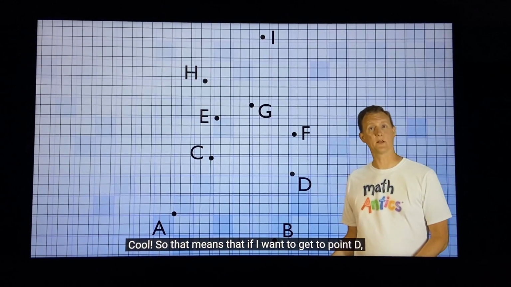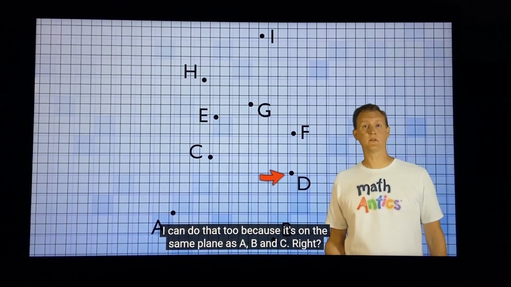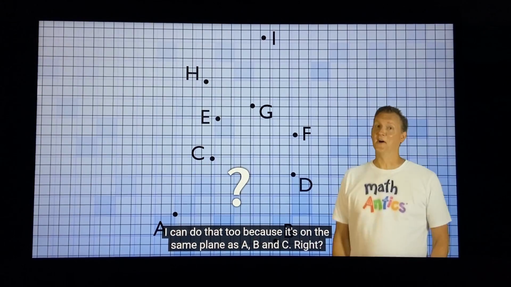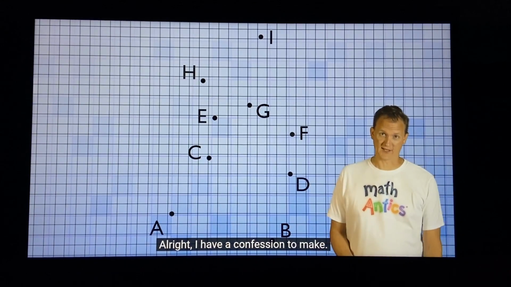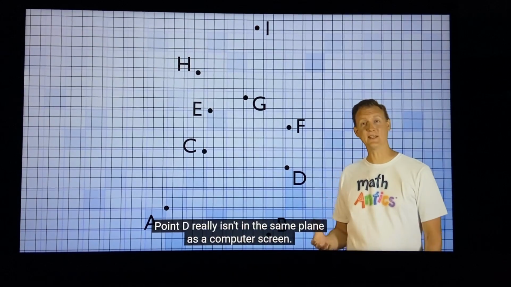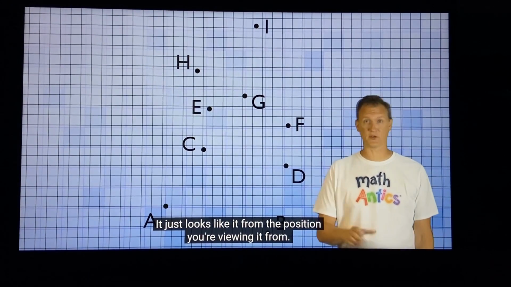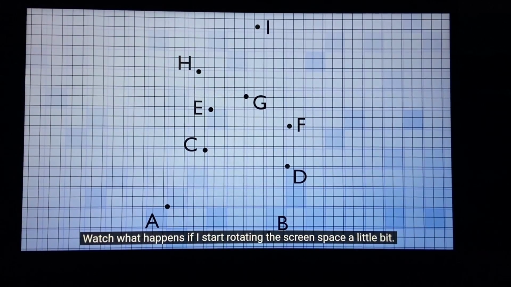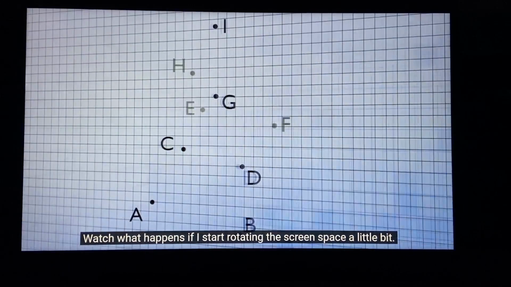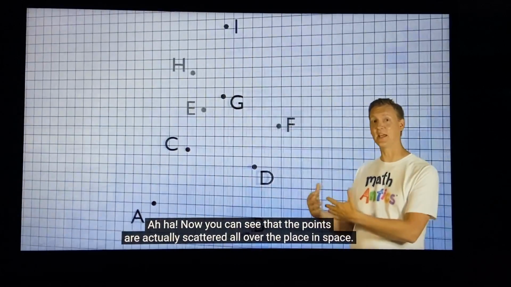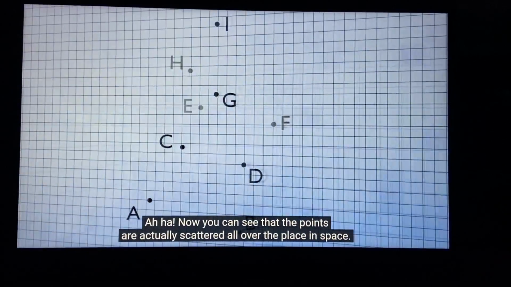Cool. So that means that if I want to get to point D, I can do that too, because it's on the same plane as A, B, and C, right? All right. I have a confession to make. I tricked you. Point D really isn't in the same plane as the computer screen. It just looks like it from the position you're viewing it from. Watch what happens if I start rotating the screen space a little bit. Aha! Now you can see that the points are actually scattered all over the place in space.